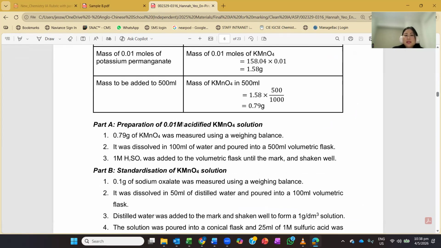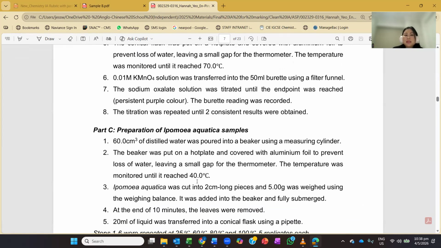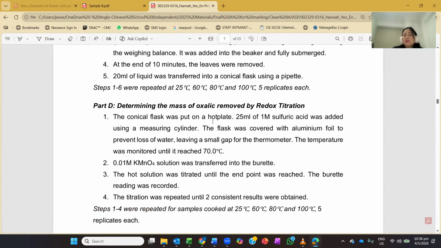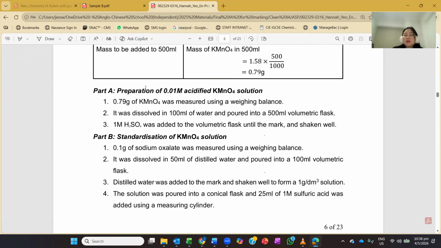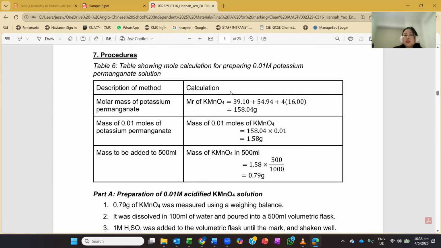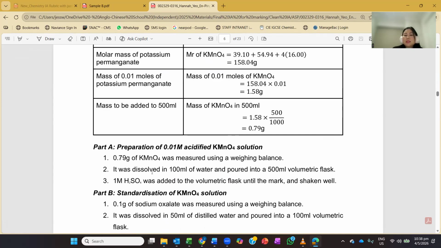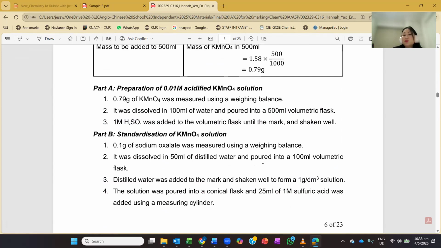So see, she divided it into different segments of the procedure: preparing this, standardizing this, preparing this, then determine the mass by titration, etc. So can you see, next thing is that she also includes the mole calculation. So when she says the quantity, 0.79, I know why 0.79, because I can see that it is calculated here. Okay, look at the apparatus. They do not just say dissolve in volumetric flask, they say dissolve in 500 ml volumetric flask. So it must be so clear that the person reading it, bringing this paper, will be able to do it.